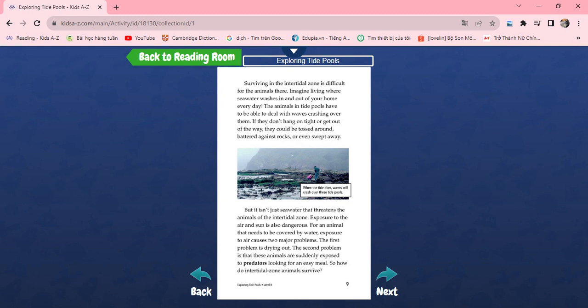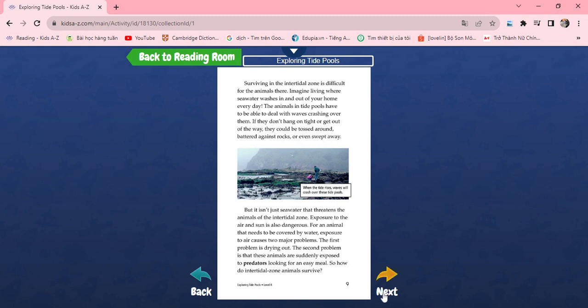But it isn't just seawater that threatens the animals of the intertidal zone. Exposure to the air and sun is also dangerous. For an animal that needs to be covered by water, exposure to air causes two major problems. The first problem is drying out. The second problem is that these animals are suddenly exposed to predators looking for an easy meal.